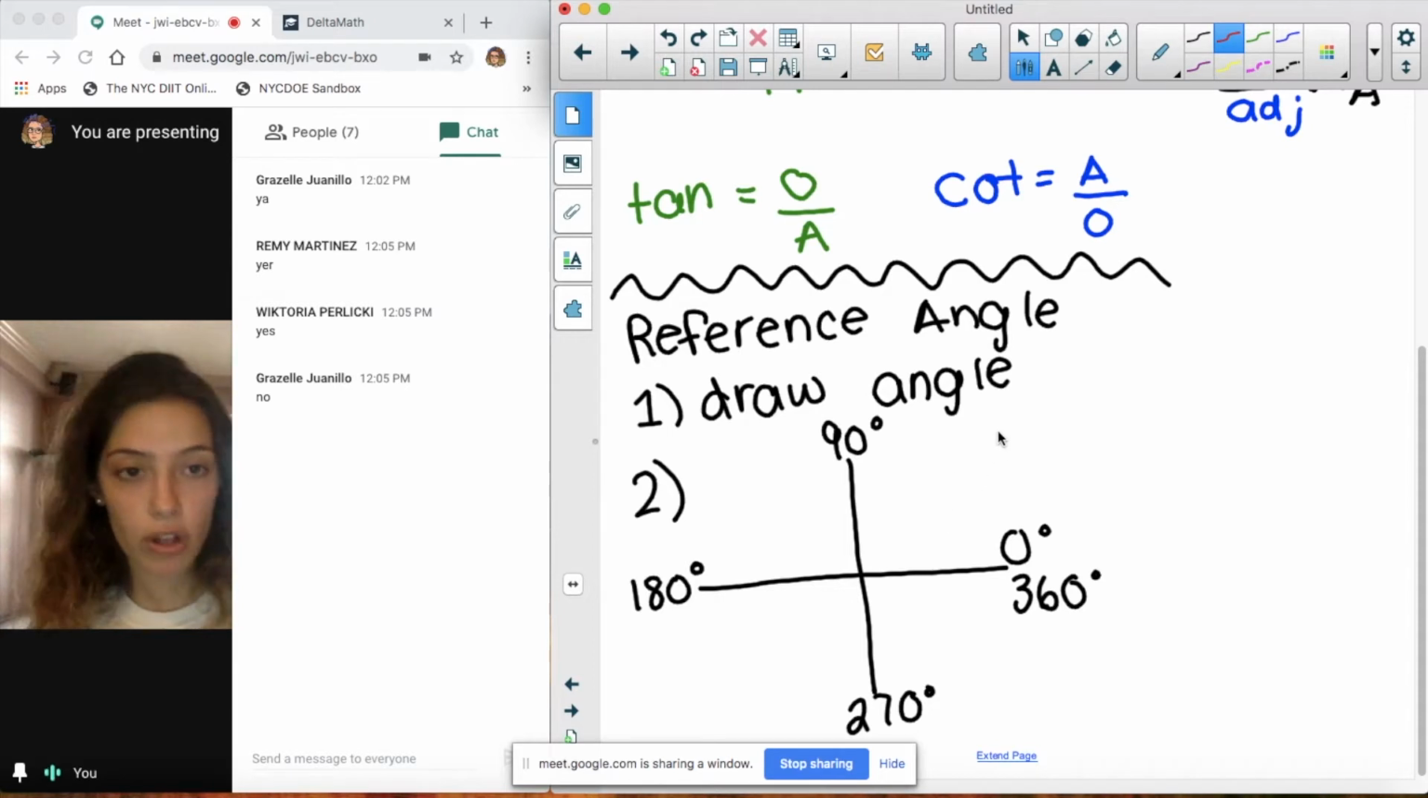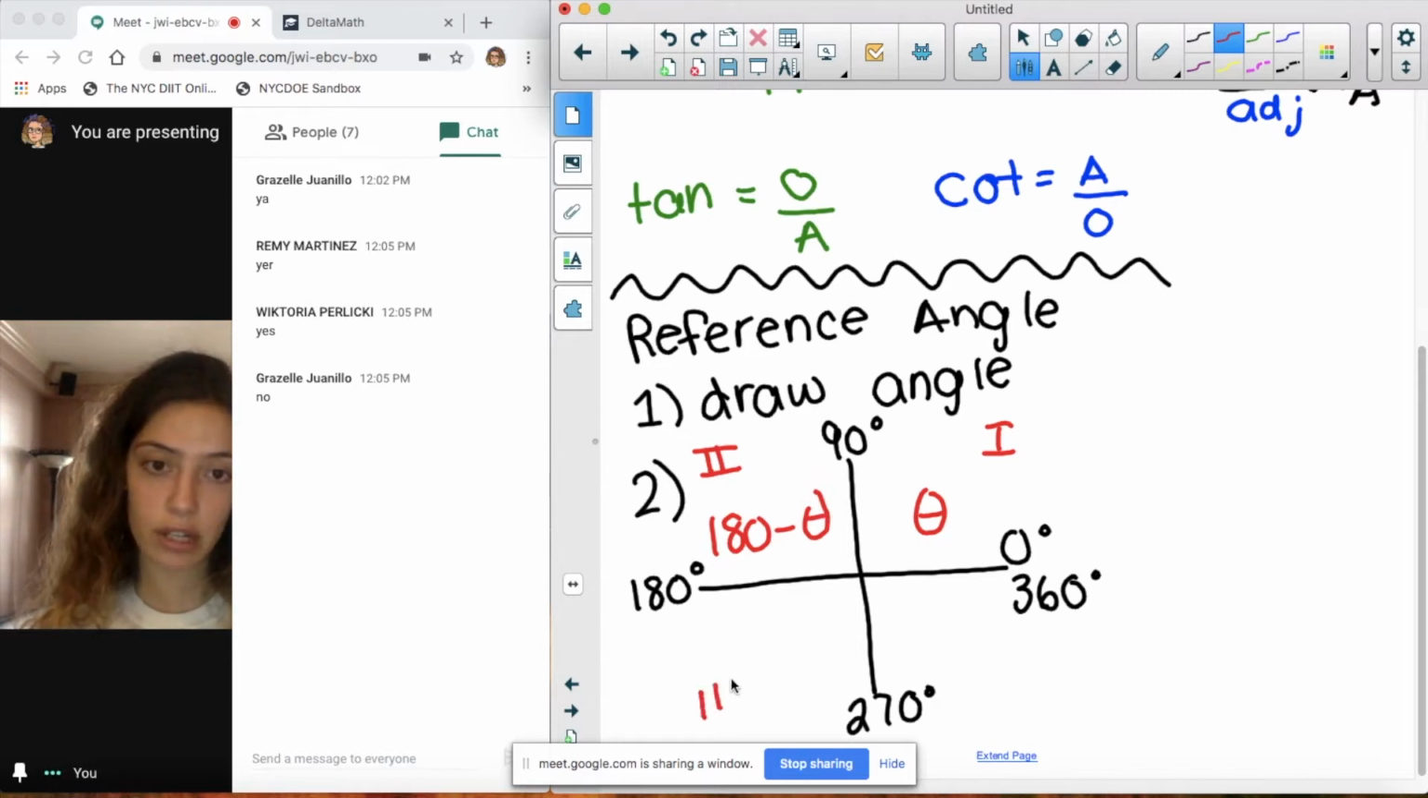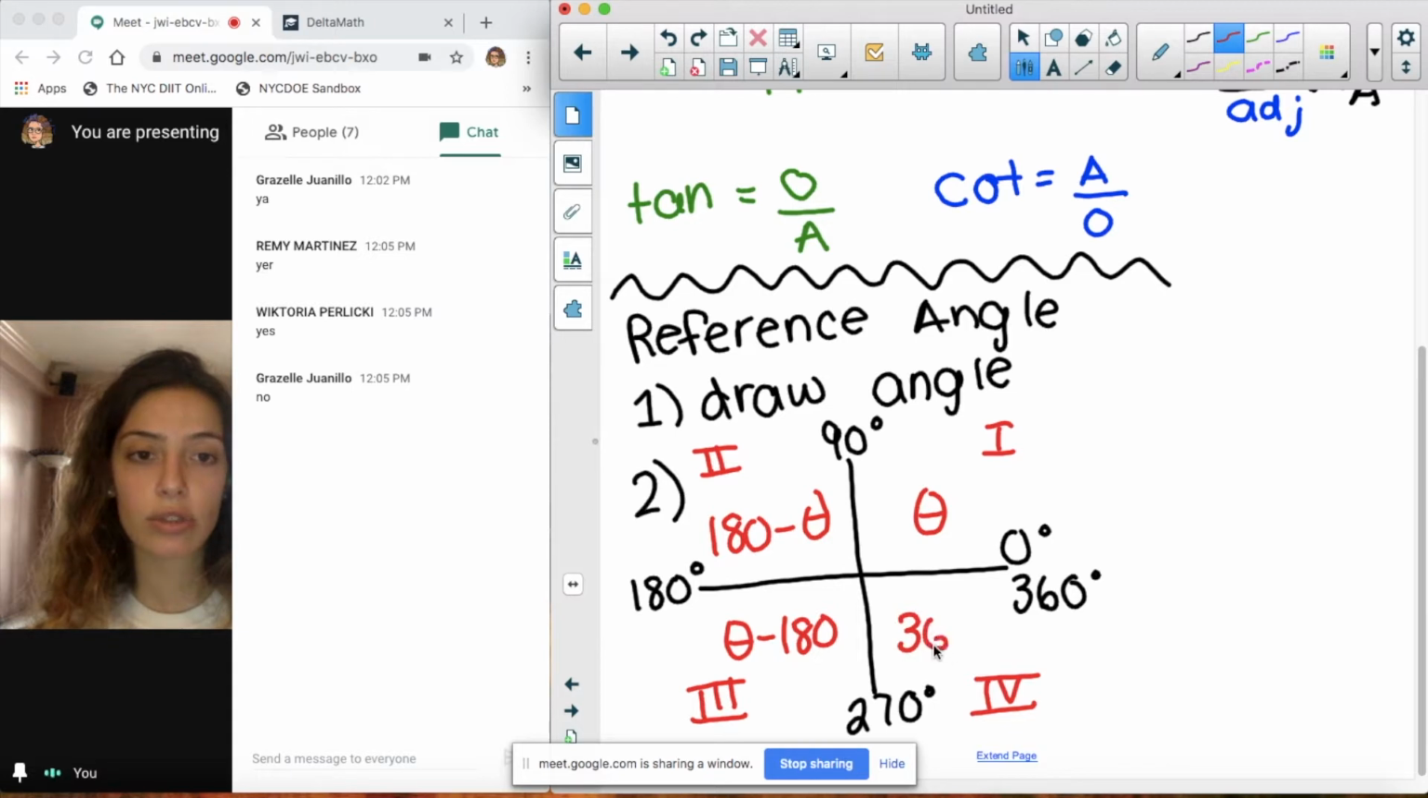If your angle falls in quadrant 1, your reference angle is just theta. That's your angle. If it lands in quadrant 2, your reference angle is 180 minus theta. If it lands in quadrant 3, your reference angle is theta minus 180. If it lands in quadrant 4, your reference angle is 360 minus theta. Okay, you just need to know those 4 rules.